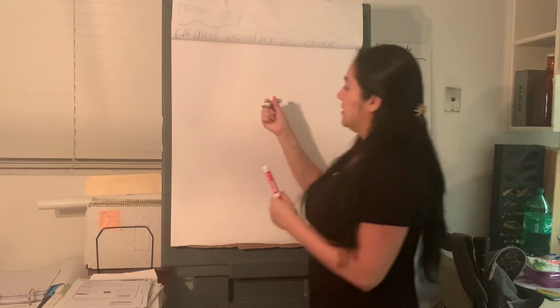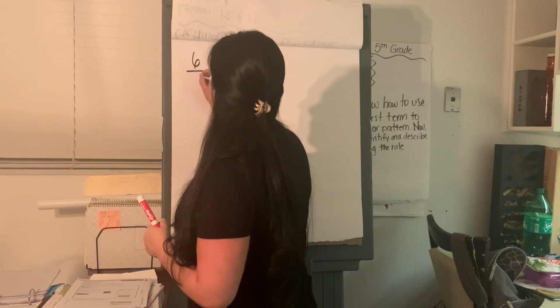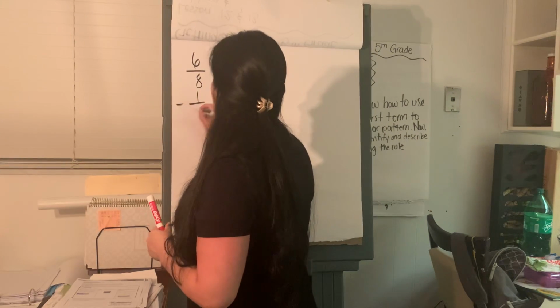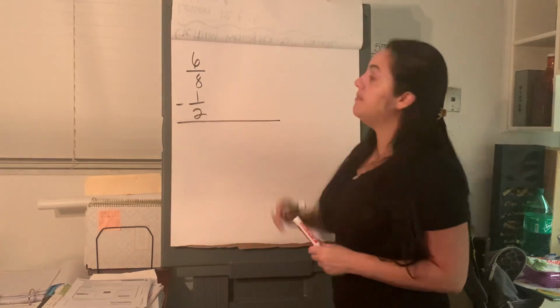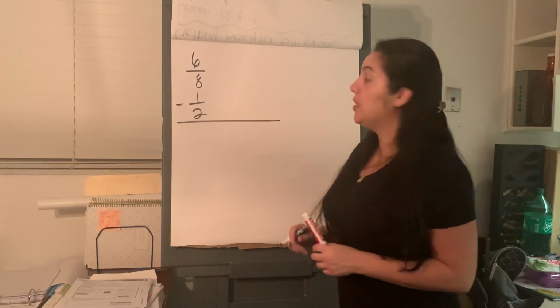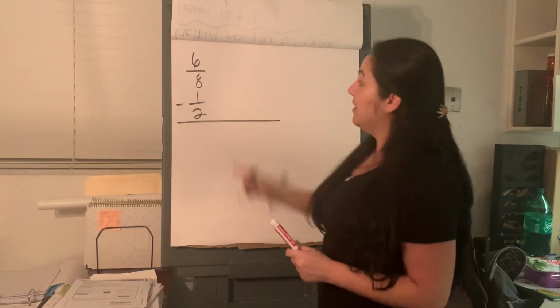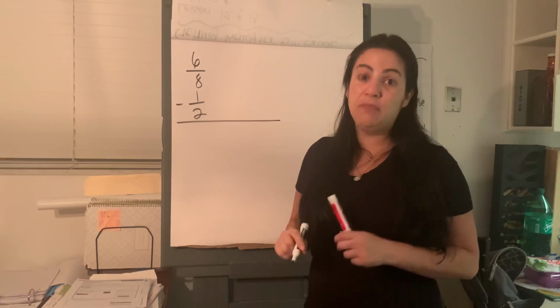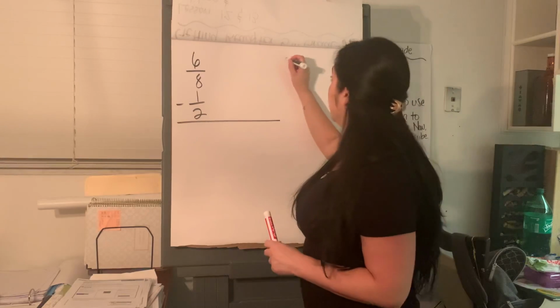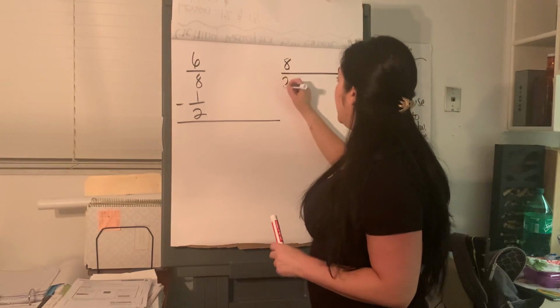We're going to subtract 6/8 minus 1/2. Now again, I don't have a common denominator. So I can do 3 things. I can find my least common multiple. So I'm going to go over here. I'm going to list 8 and 2.